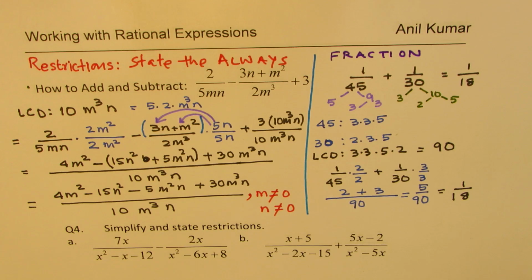So I hope that is absolutely clear. Now here is question number 4, which is for you to do. Simplify and state restrictions. So we have a subtraction example here and an addition. I'd like you to copy these questions and answer them.